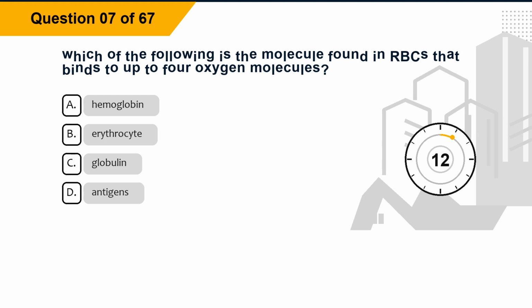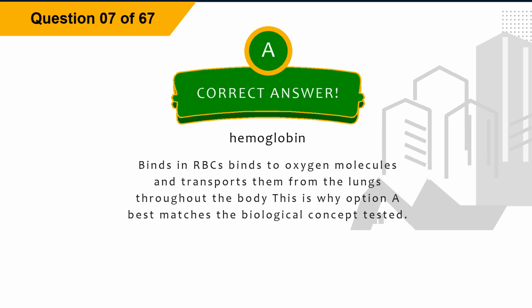Question 7. Which of the following is the molecule found in RBCs that binds to up to 4 oxygen molecules? Option A. Hemoglobin. Option B. Erythrocyte. Option C. Globulin. Option D. Antigens. The correct answer is option A.